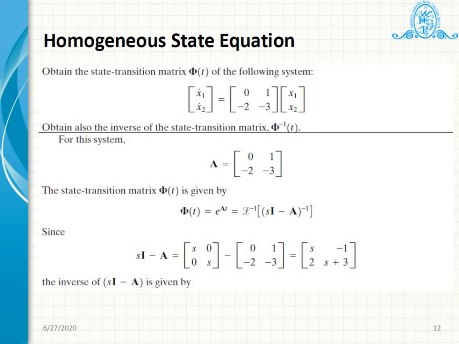Now here there are two states, x1 and x2, so the state matrix is 2 by 2. Here we will obtain the solution using the Laplace transform technique. So we can see that A is equal to the same matrix here, 0, 1, minus 2, minus 3.